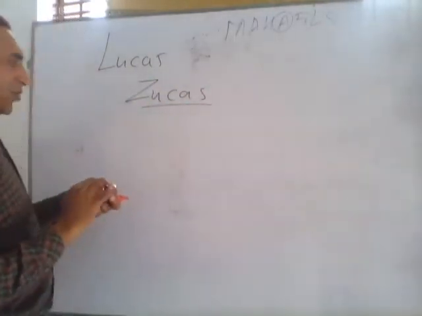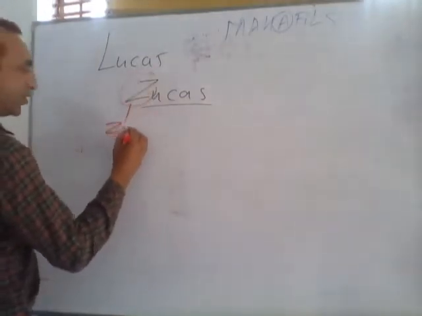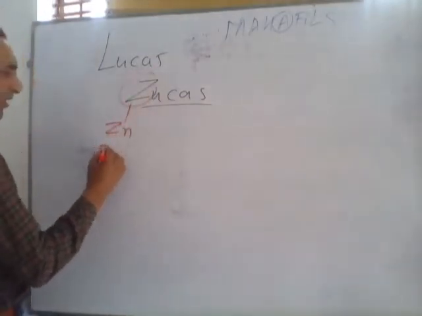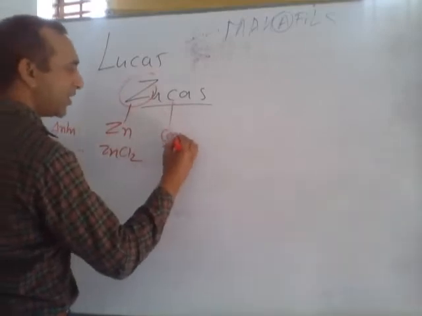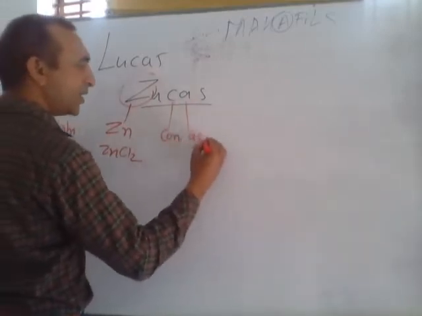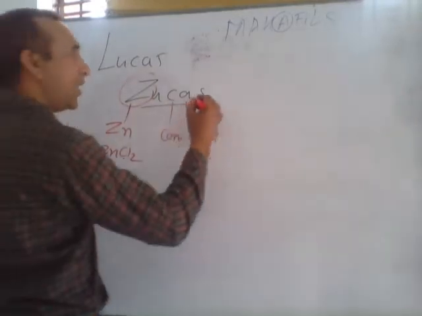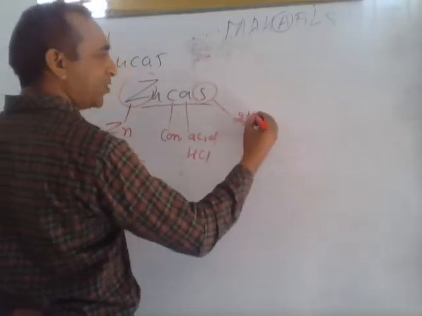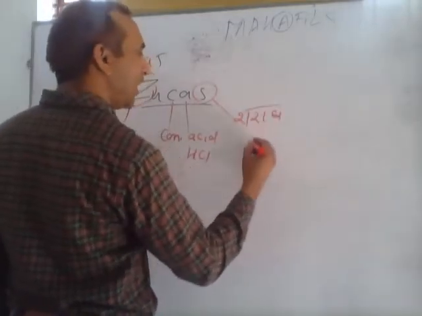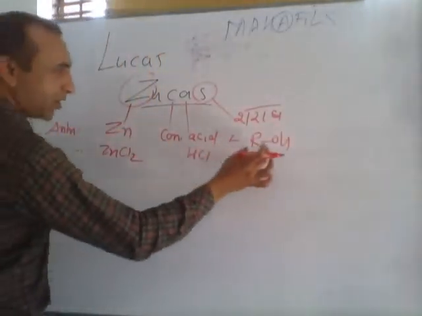To remember the Lucas reaction, we write ZCCAS. Listen, the meaning of ZCCAS: here Z stands for zinc. In the reaction we use zinc chloride, and this should be anhydrous, meaning without water. C means concentrated, A means acid. The concentrated acid you use is HCl. And S, in Hindi, is sharab, and sharab means alcohol. So we start in reverse.